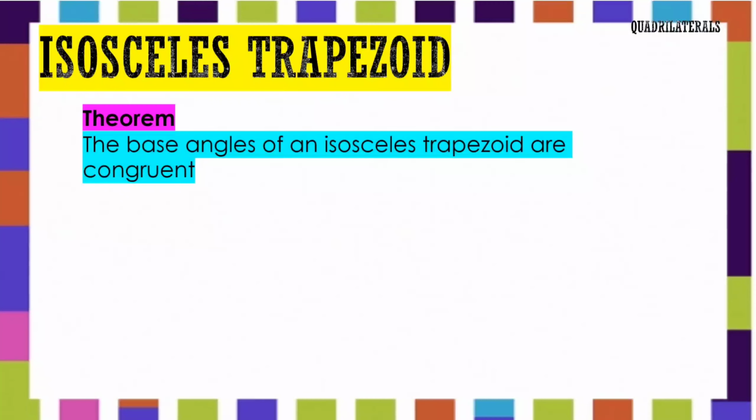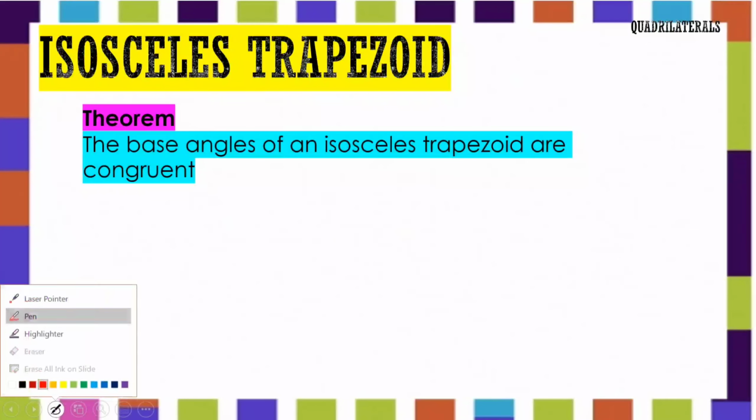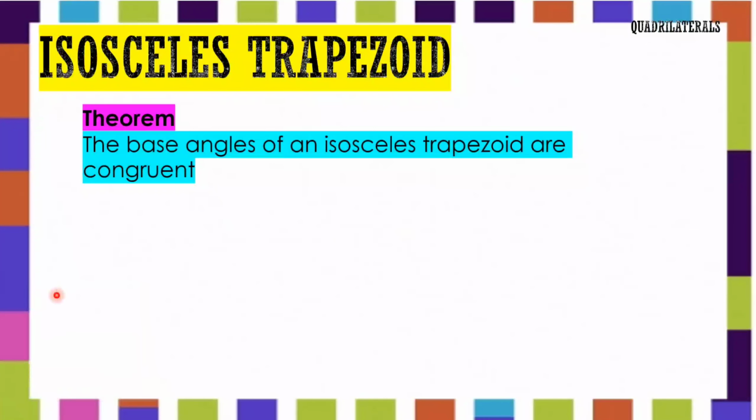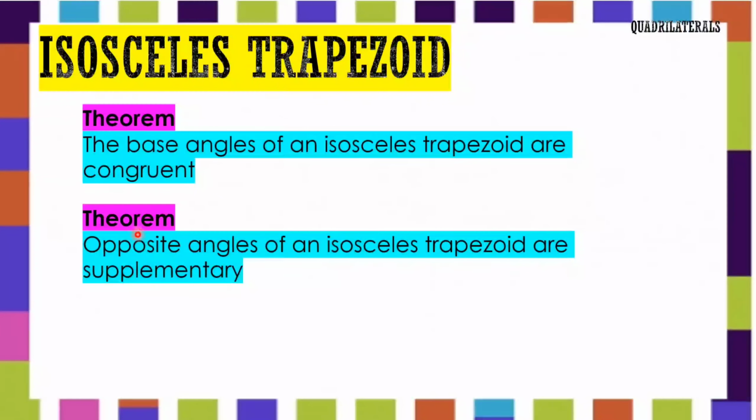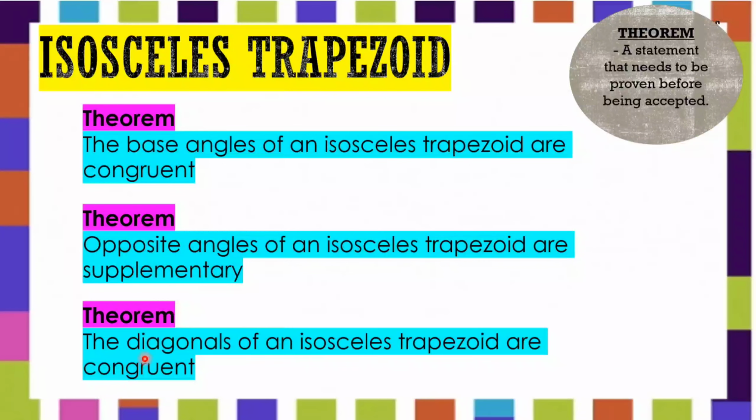So for number 1, ang sabi dito, the base angles of an isosceles trapezoid are congruent. Okay? Next, we have the opposite angles of an isosceles trapezoid are supplementary. And then next, we have the diagonals of an isosceles trapezoid are congruent. So let's try to prove this first theorem for isosceles trapezoid. So ito yung i-prove natin, that the base angles of an isosceles trapezoid are congruent using the two-column proof.